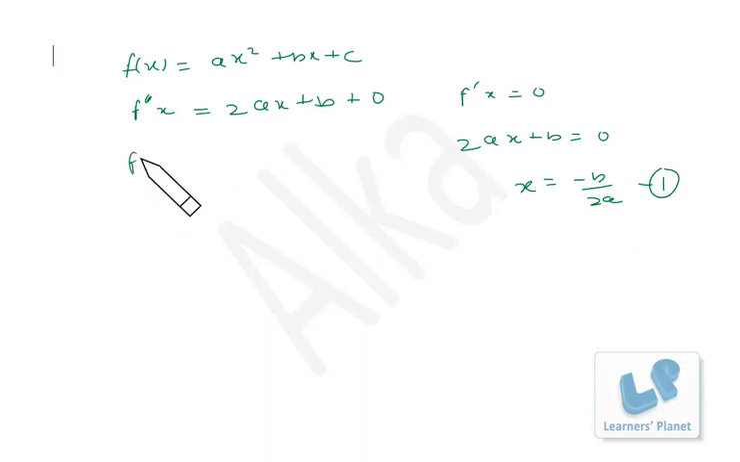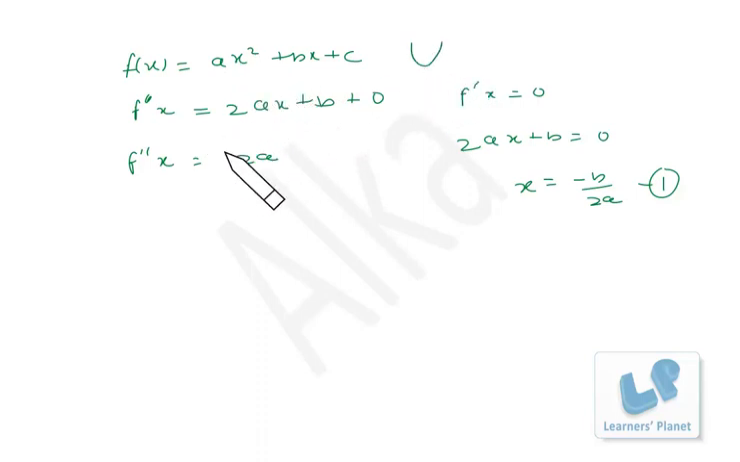Second thing is you need to find out the second derivative. So that is actually 2a, right? Now there are two cases. If the second derivative, since a is positive, that we have already discussed, we are taking ax square plus bx plus c as a parabola opening upwards.